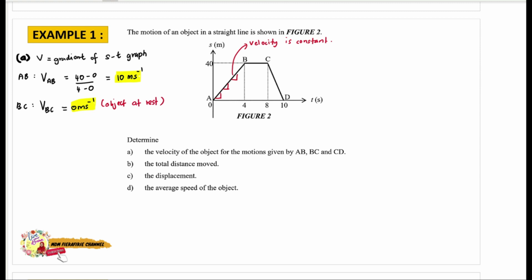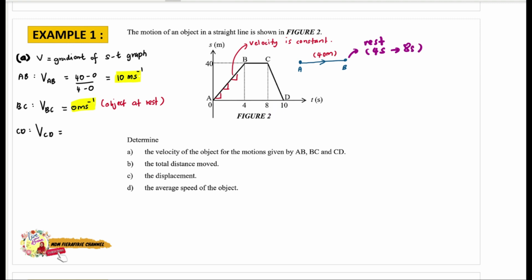And then from C to D, look here, the displacement goes from 40 meter to 0 at D. To describe the motion, let's say this is point A and this is point B. From A to B, this is positive 40 meter, which means the object is moving to the right. When the object reaches point B, what happens? When it has reached point B, it rests from 4 second to 8 second.